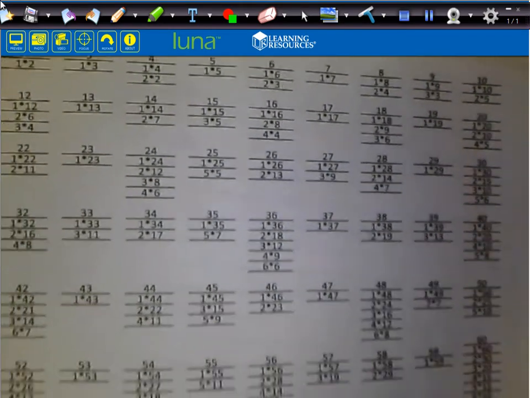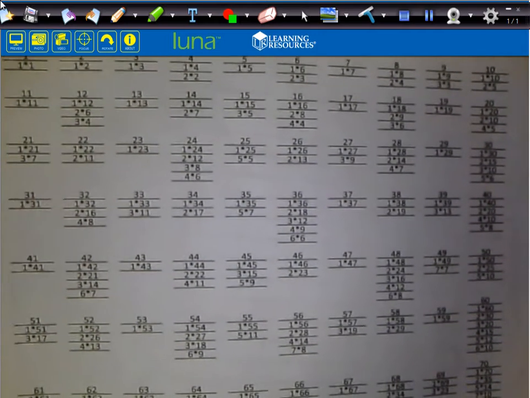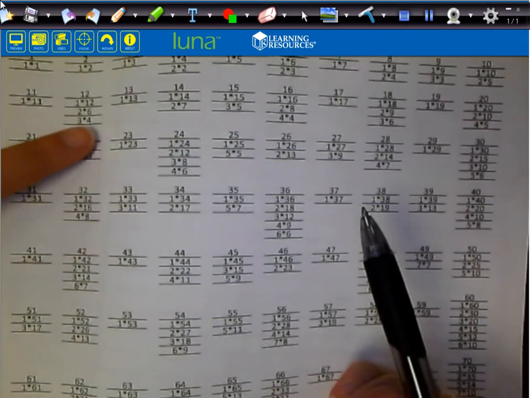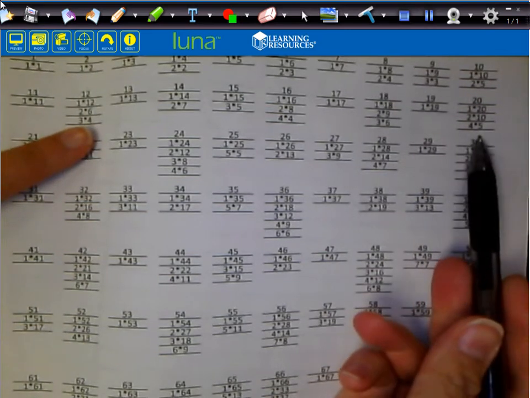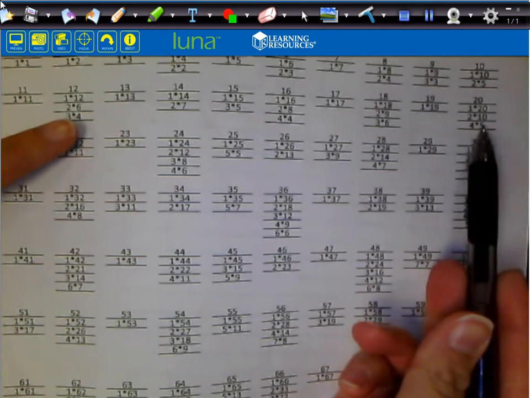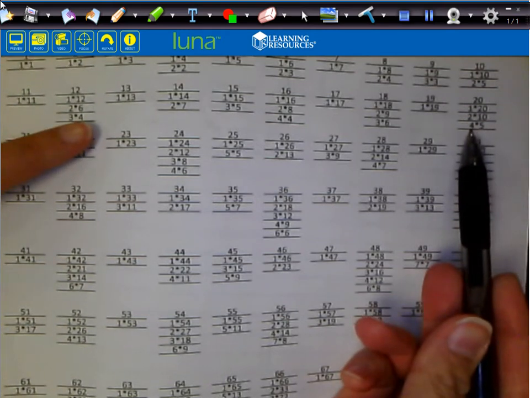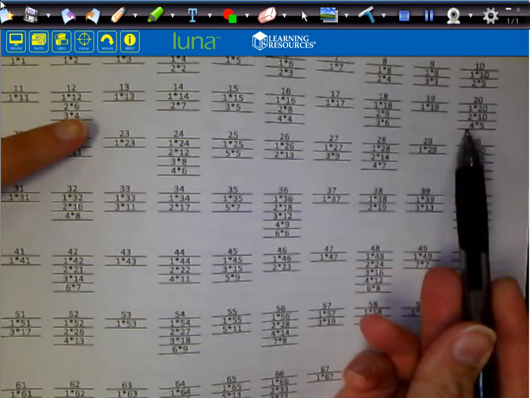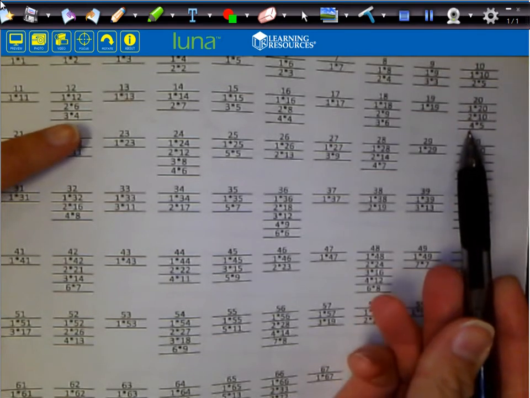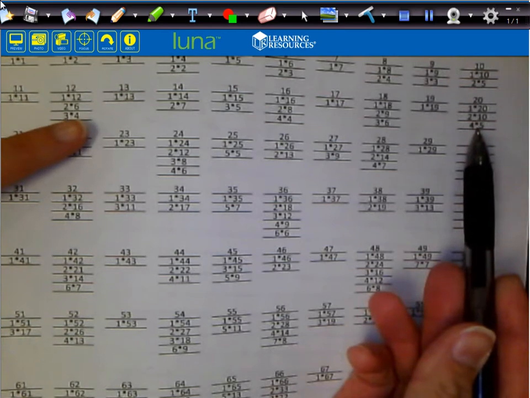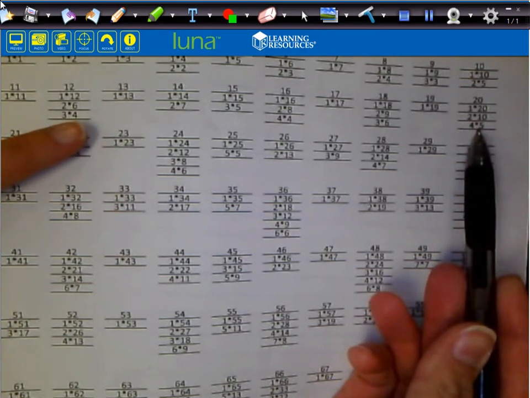I'm going to look at my factor sheet at the number 12, which is right here, and the number 20, which is over here. Now I'm going to notice what they have in common. They both have a 1, they both have a 2, they both have a 4, and that's all. So the greatest thing that 20 and 12 have in common is a 4. So that's the GCF, because that's the greatest number that I see here that both of them have in their list.